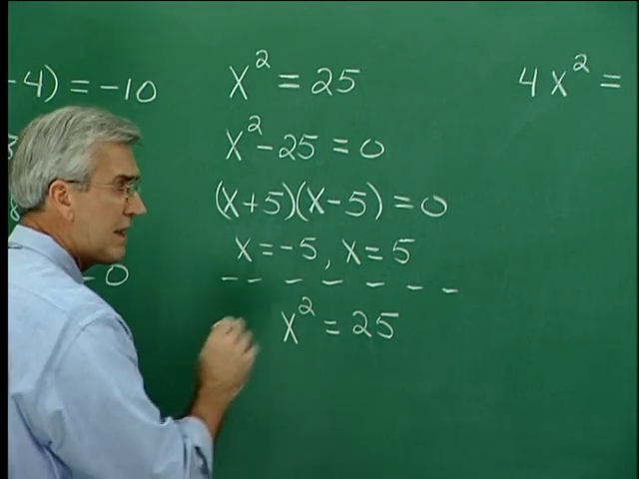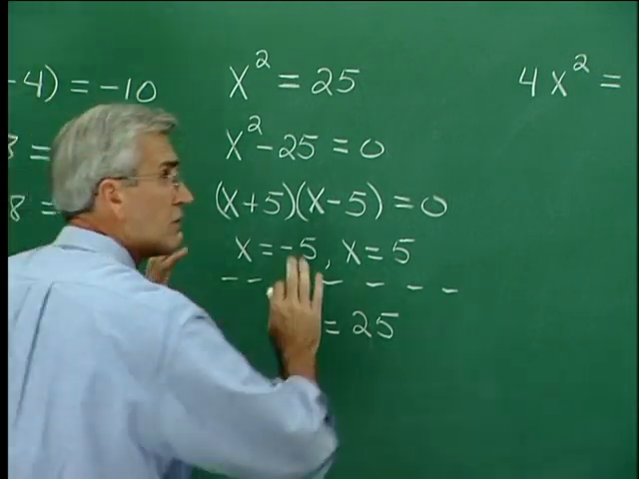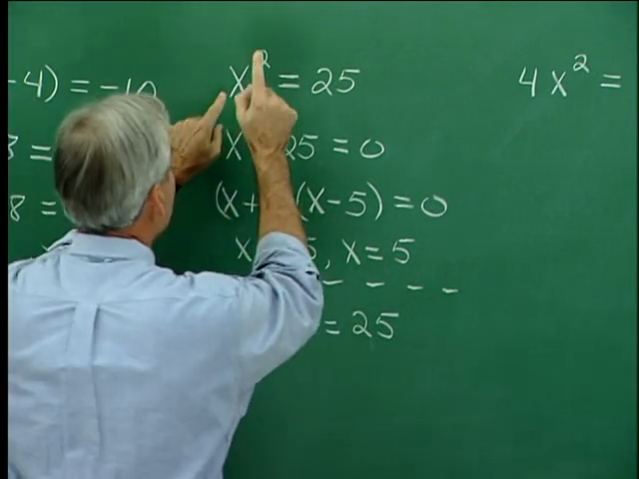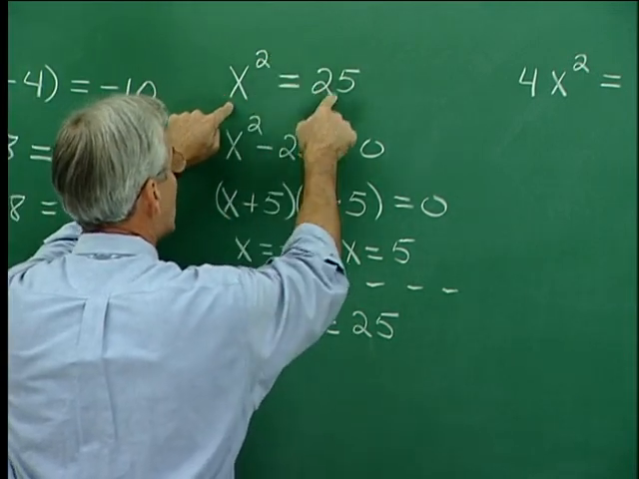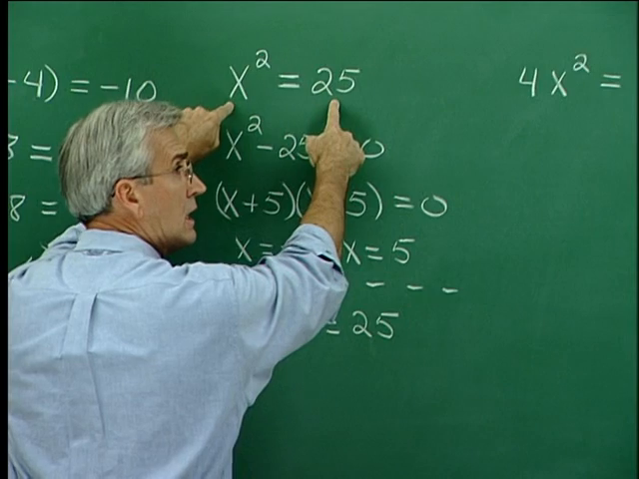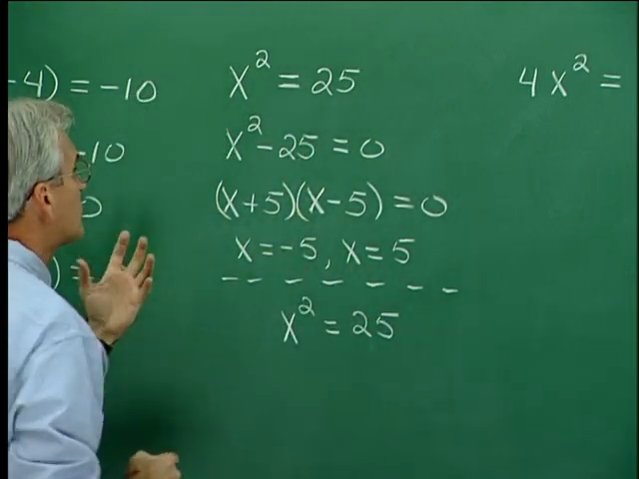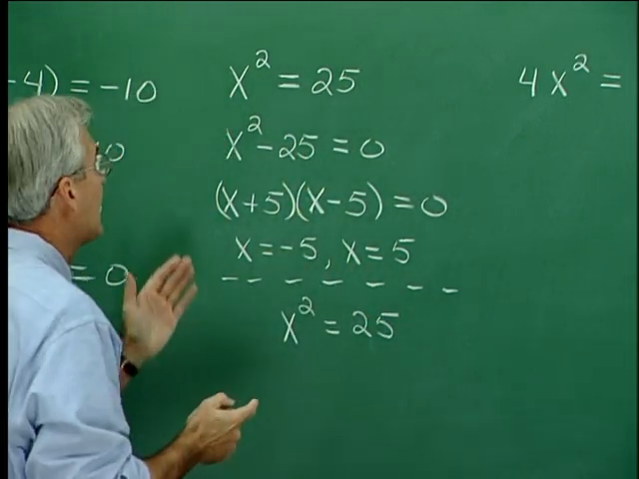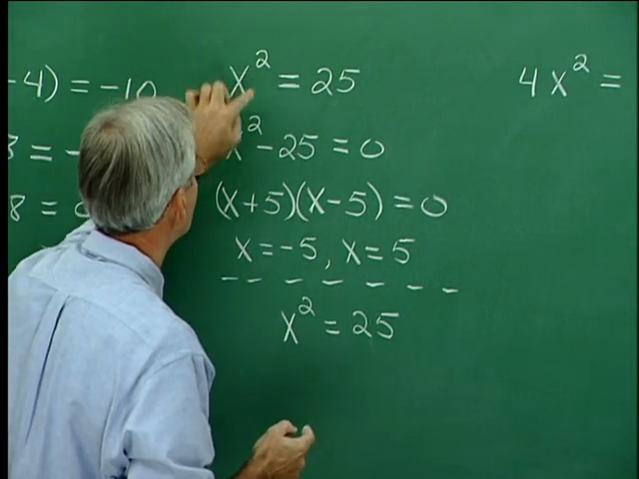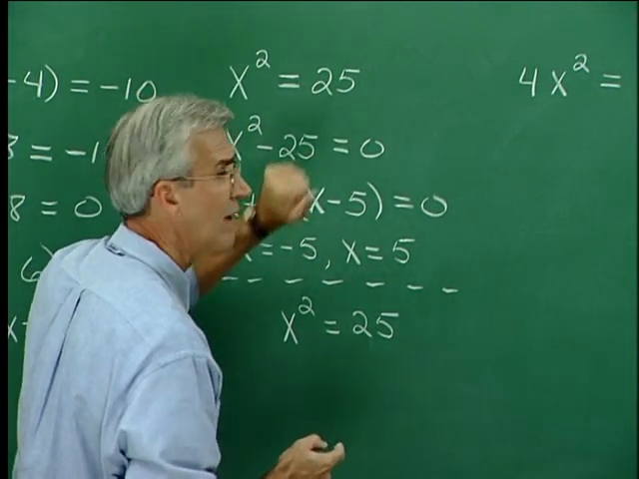But there's another way to think about the problem. Now, notice here, the structure is this, that we have a variable squared set equal to some real number. Now, in that situation, you can kind of ask yourself, gee, can I identify a value which, when squared, gives me 25?